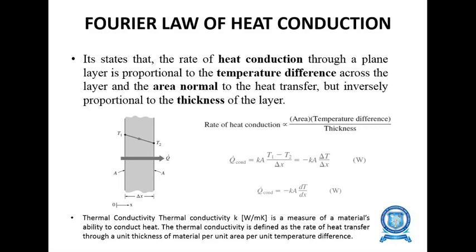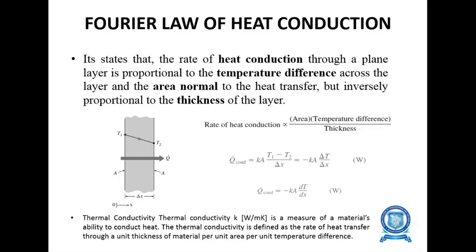Here, it has been shown that Q conduction is equal to minus K A into dT by dx. So there is a minus sign, the negative sign, which indicates that the heat flows in a direction along which there is a decrease in temperature. We have included the negative sign in Fourier's statement: Q conduction is equal to minus K A dT by dx, where the negative sign indicates that the heat flows in a direction along which there is a decrease in temperature.